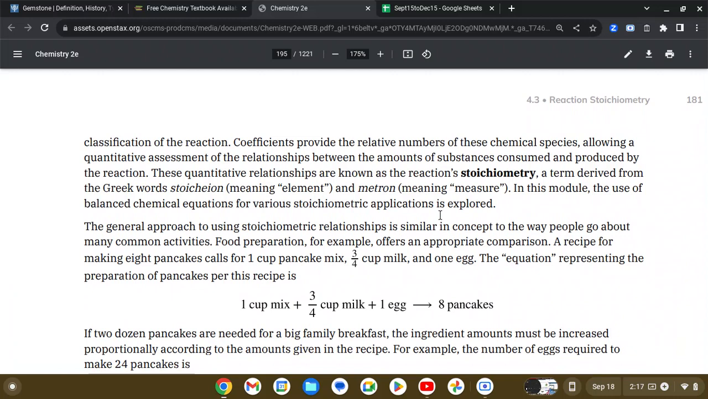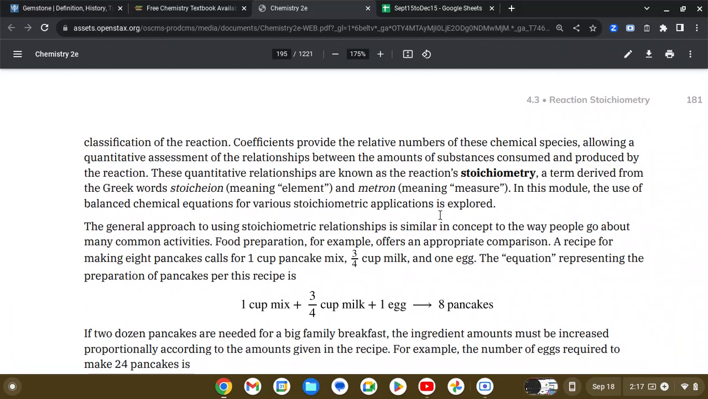These quantitative relationships are known as the reaction stoichiometry, a term derived from the Greek words stoichion, meaning element, and metron, meaning measure. In this module, the use of balanced chemical equations for various stoichiometric applications is explored. The general approach to using stoichiometric relationships is similar in concept to the way people go about many common activities. Food preparation, for example, offers an appropriate comparison.